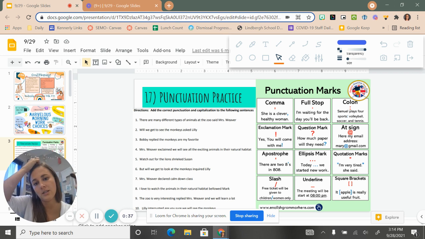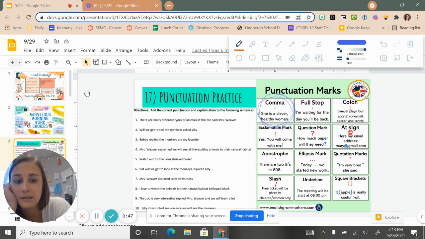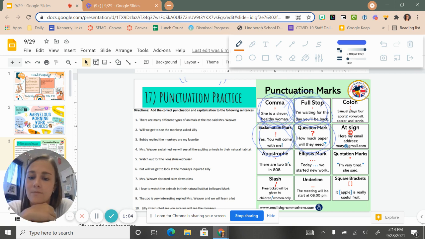So, let's look at this here for punctuation practice. There are all different kinds of punctuation marks, but the ones that we are really going to focus on today are a comma, which is when you need to continue on the sentence and it does not need a period, an exclamation mark, which you all know what that is, a period, a question mark, and quotation marks, which you should have a lot of in your writing.